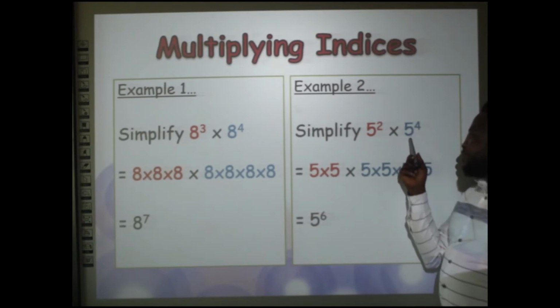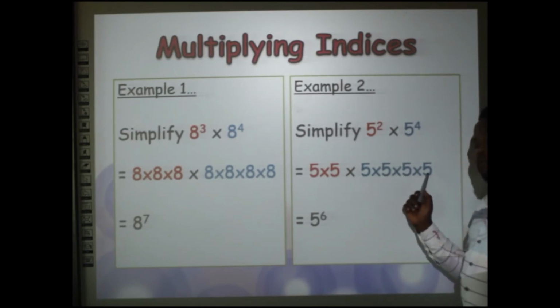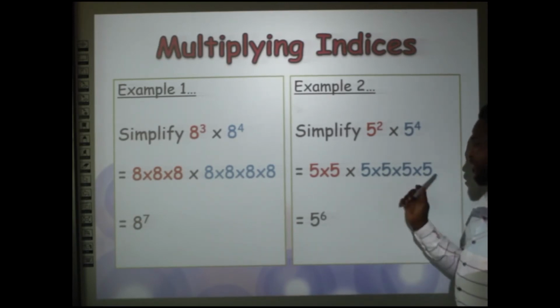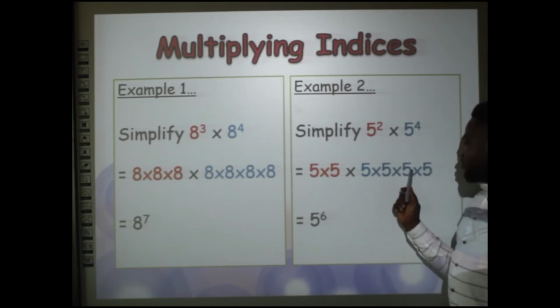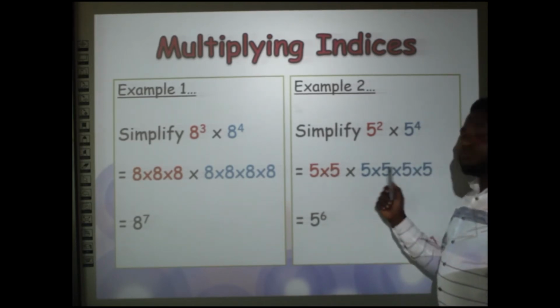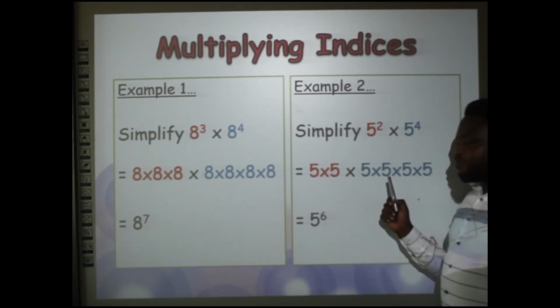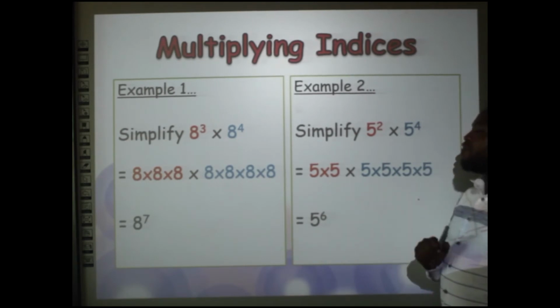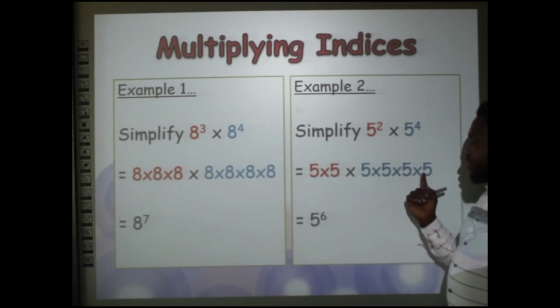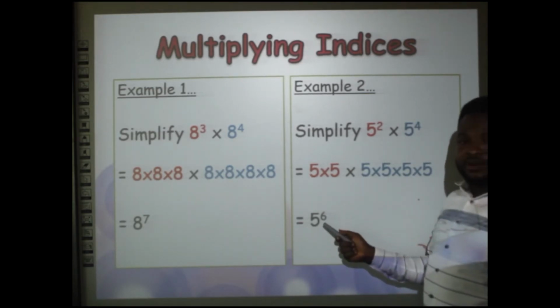Okay? Now, what about 5 raised to the power of 4? You write this in the expanded form. That will give you 5 times 5 times 5 times 5. Okay? Now, how many 5s do you have here? 1, 2, 3, 4, 5, 6. That means the exponent is going to be 6. So, since 5 is common here, the final answer in index form will give us 5 raised to the power of what? 6. So, if you want to write this in index form, the final answer is going to be 5 raised to the power 6.